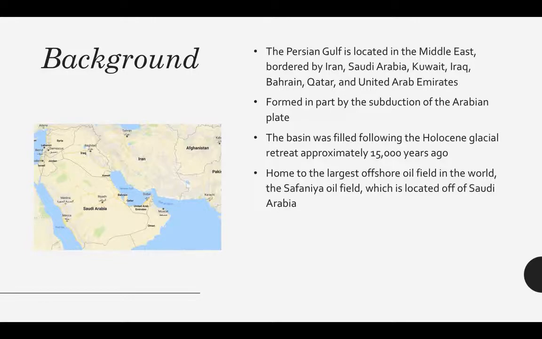Today, the Persian Gulf is home to the largest oil field in the world, the Safaniya, I think that's how you say it, oil field, which is located off of Saudi Arabia.